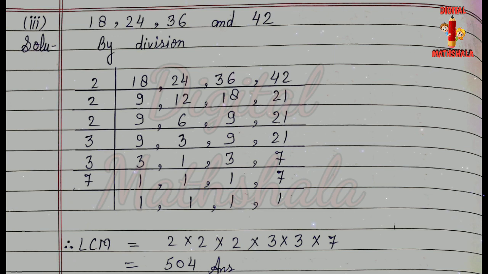Now when we divide 12 by 2, 6 will come, and 18 divided by 2, 9 will come. Again here 6 is even number, so again we will divide by 2, and rest all the numbers we will write as it is 9 and 21, and in place of 6 we will write 3. Now you can see now no numbers are there even, so we will move to the next prime number, that is 3. So when we will divide by 3, in place of 9, 3 will come, in place of 3, 1 will come, in place of 9, 3, and in place of 21, 7 will come.